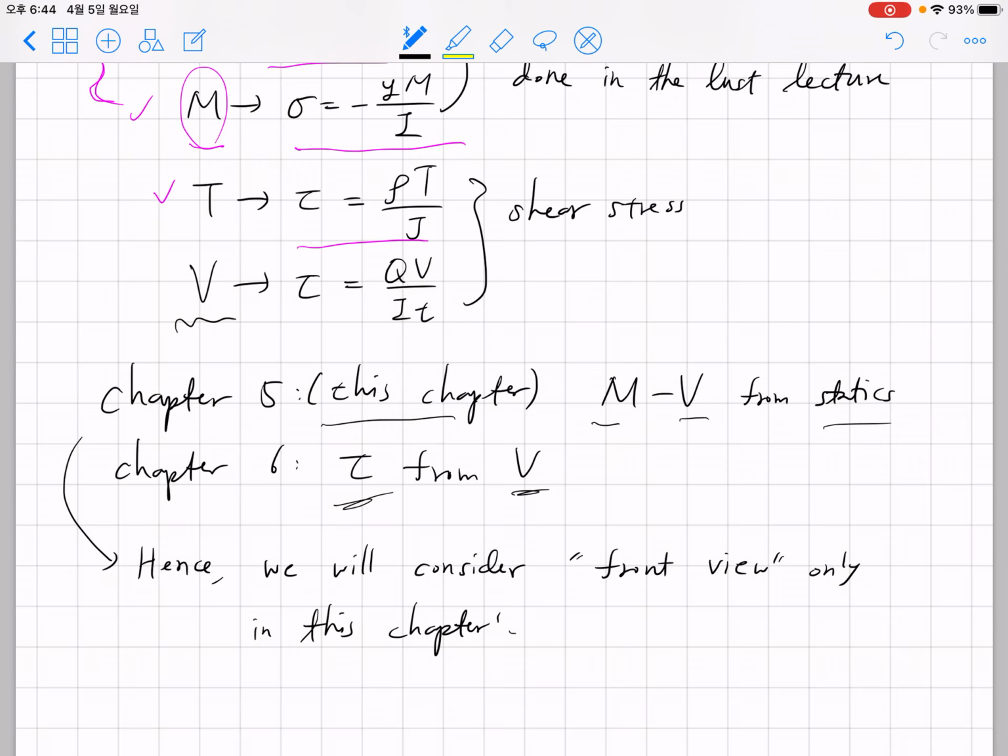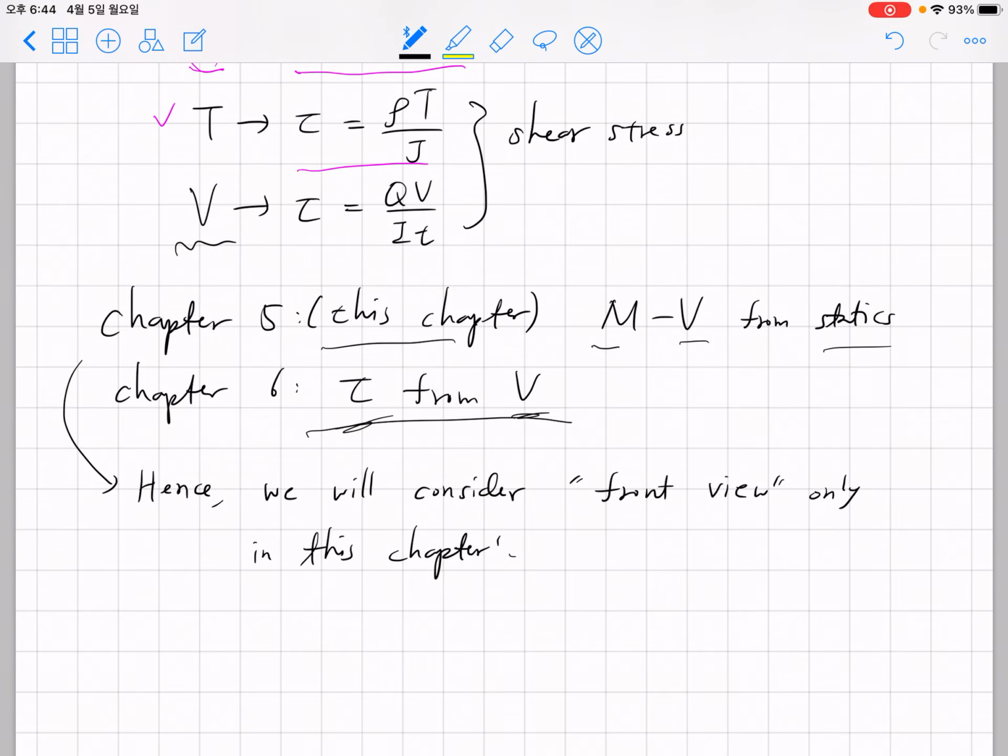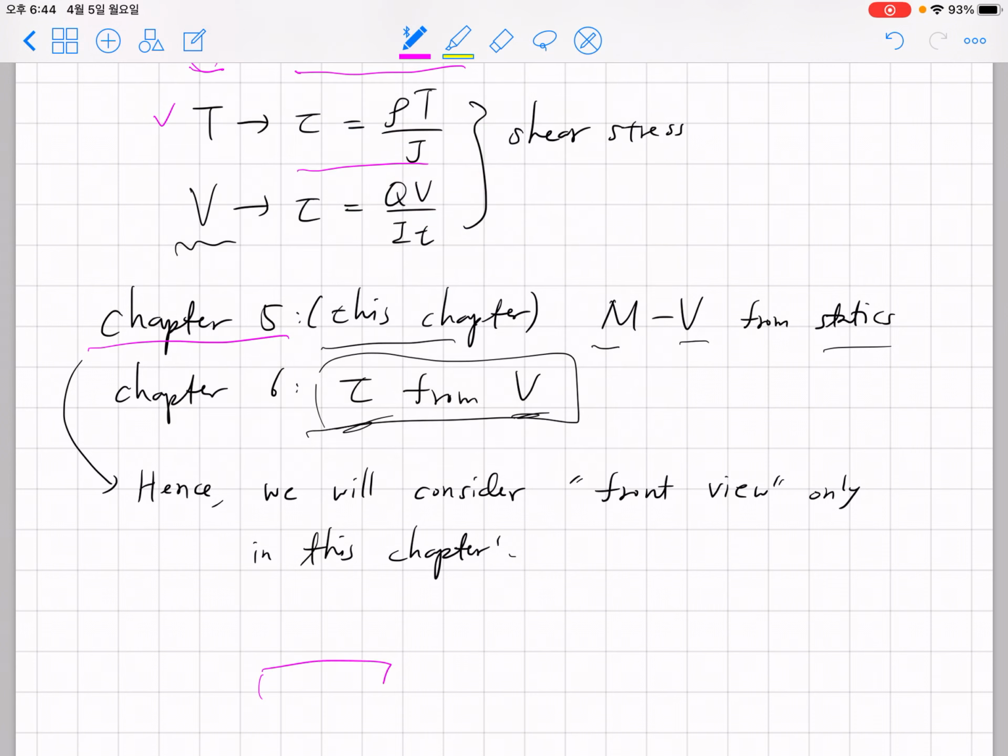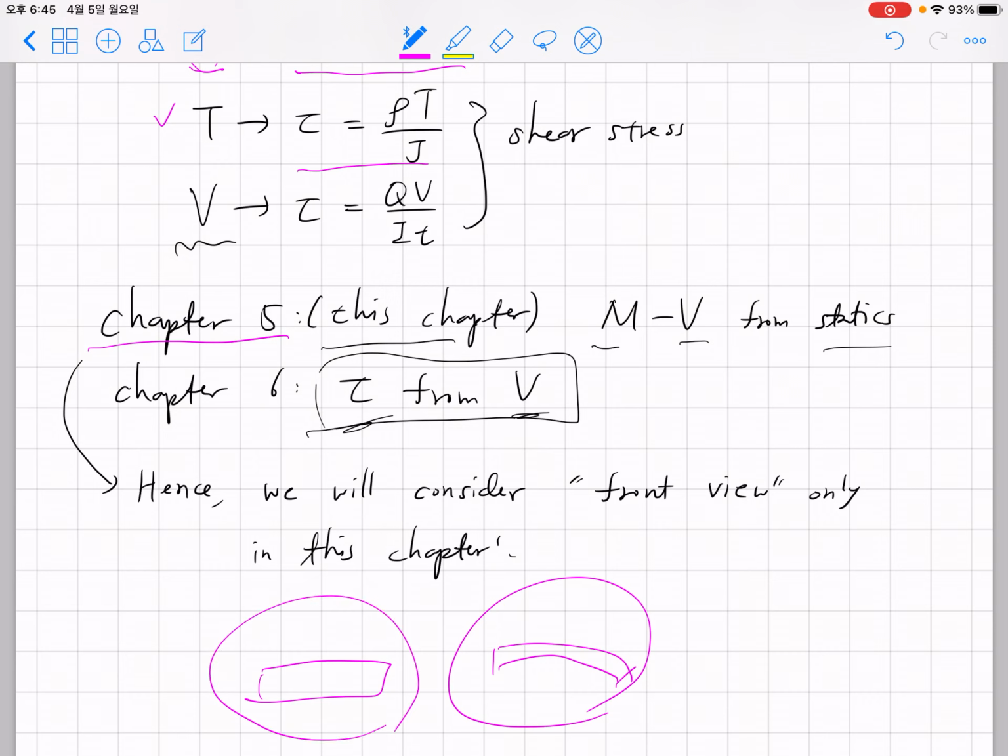Okay, so what you can expect from our discussion on chapter 5 is that we're not going to consider the cross section, as you might expect from a tau on the cross section. The discussion on cross section will be only in chapter 6, and in chapter 5, we only need to discuss the front view. We're not going to consider any cross-sectional view and stress, such as shear stress and normal stress, out of this moment and shear force diagram.